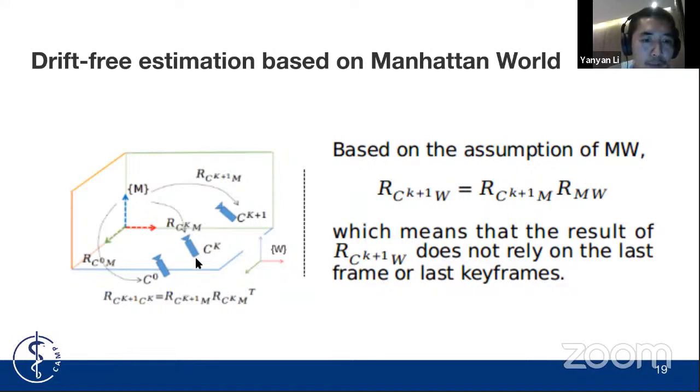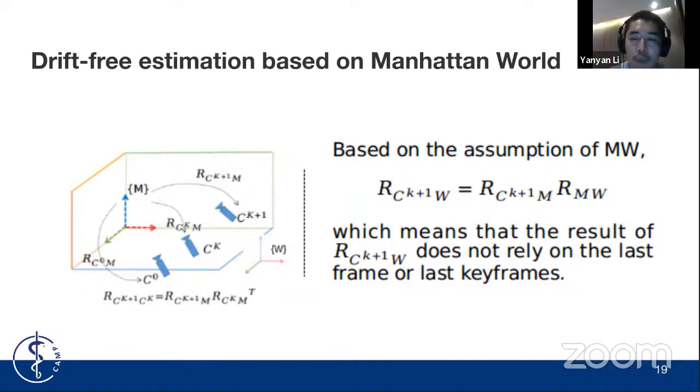And for the case frame, the CK, you can also use this way to compute CKM. Then you can see if we use RCK plus 1M and RMW, then you will obtain this RCKW directly. It means frames between the first frame and the case plus 1 frame will not affect the result of this frame's rotation estimation. So this is my idea of drift-free rotation estimation, right?